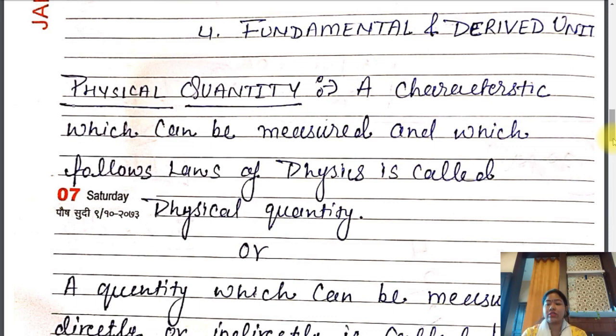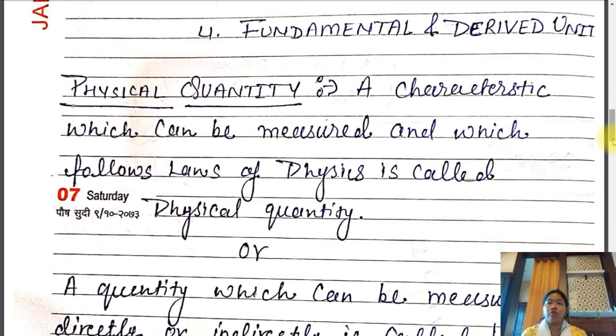Now the question is, is every quantity considered a physical quantity? The answer is no. We cannot consider every quantity in the category of physical quantities. Our emotions, that means our happiness, our sadness, these quantities we cannot measure as physical quantities.